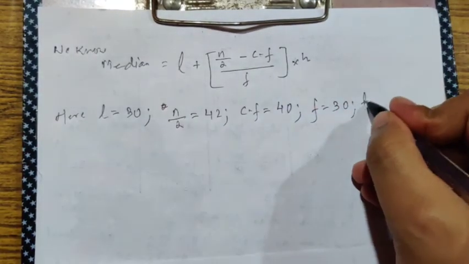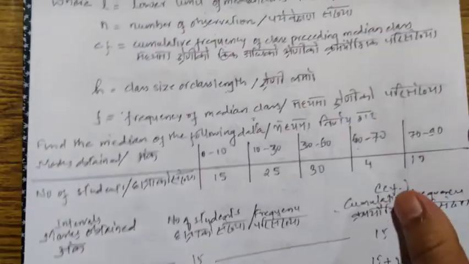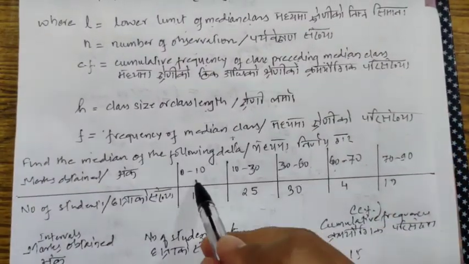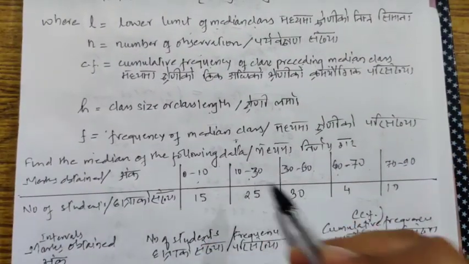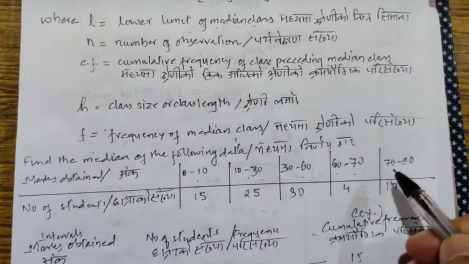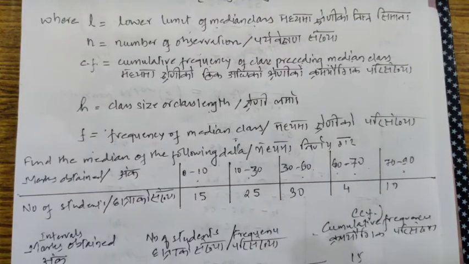Now my question is, what will be H? What will be the class size? If you see the question here, the class size is 10. Here the class size is 20. Here the class size is 30. Here the class size is 10. Here the class size is 20. So what will be the class size? This is the reason why I've done this question.